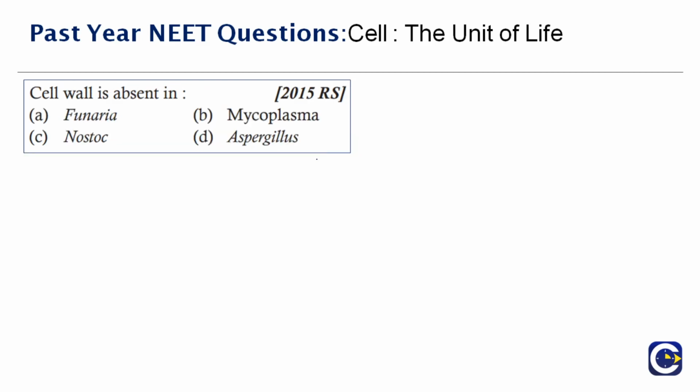Now let's move to the next question. Cell wall is absent in dash. Again asked in the year 2015. We all know Aspergillus, Funaria, Nostoc are blue green algae, and they all have a cell wall. The only thing left out is Mycoplasma. Mycoplasma belongs to the genus of bacteria that lacks a cell wall around its cell membrane. So due to the absence of the cell wall, they become resistant. Why are they resistant?